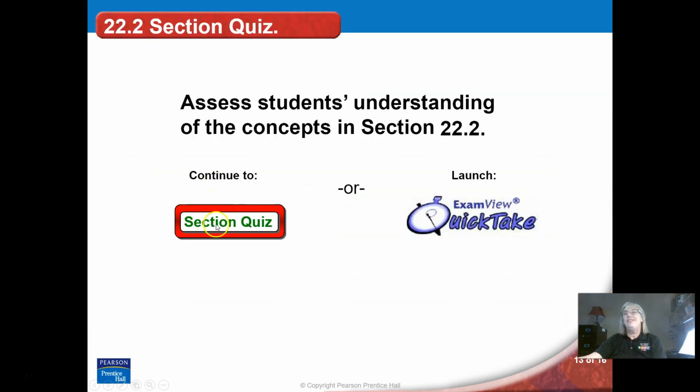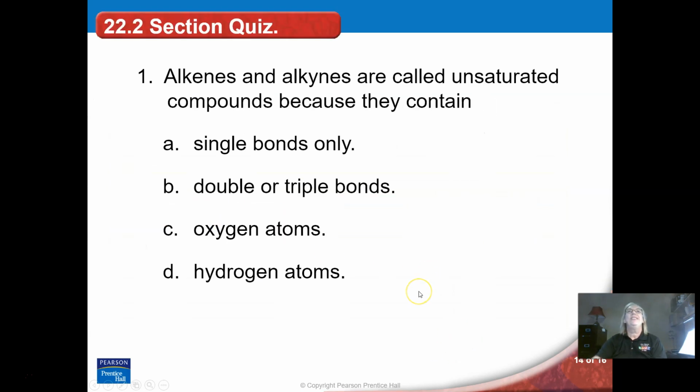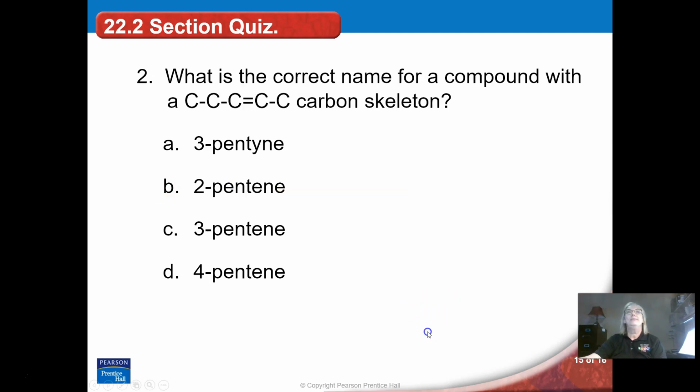And let's see how much you learned from this section. So alkenes, alkynes, unsaturated because why? All right, here you go. They have double or triple bonds, and then they're unsaturated. What's the correct name for this one? So maybe pause me, draw this out, maybe figure out the numbering, and then look at the double bond. So that would be 2-pentene. You're going to number right to left.